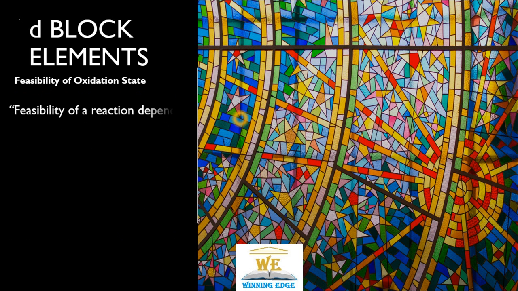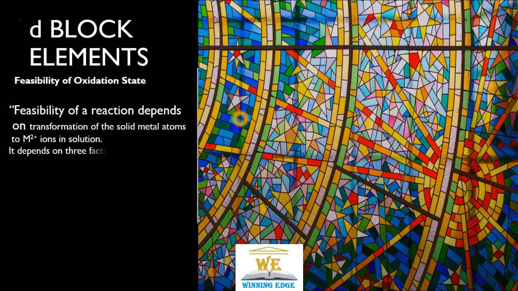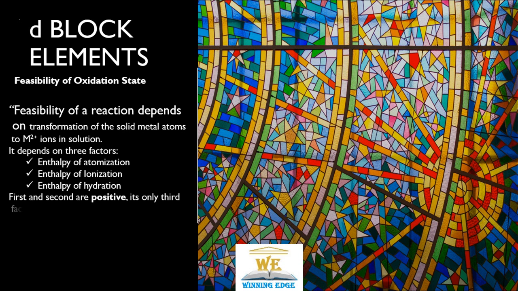Feasibility of oxidation states. Feasibility of a reaction depends on the transformation of solid metal atoms to +2 ions in solution. So how will the reaction happen? That depends on the formation of these ions in solution. It will happen because of 3 factors. First, we have to convert the solid into atoms; the bulk solid has to be converted into atoms through atomization. Next, we have to ionize them. Finally, through enthalpy of hydration, those ions are stabilized.